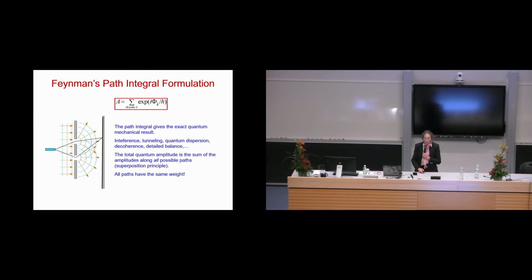It's exact quantum mechanics. It's exactly equivalent to the Schrödinger equation. So it includes interference, tunneling, quantum dispersion, zero-point energy, decoherence, detailed balance. Everything is in this very simple idea. Now, we also notice that all paths have the same weight. So we get enormous interference. In other words, everything comes from quantum interference in the path integral.